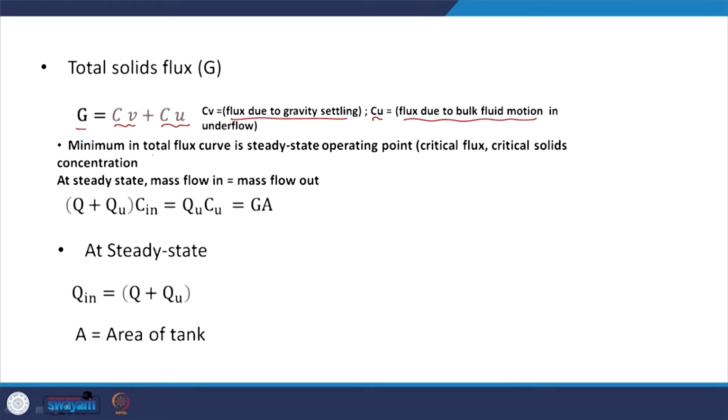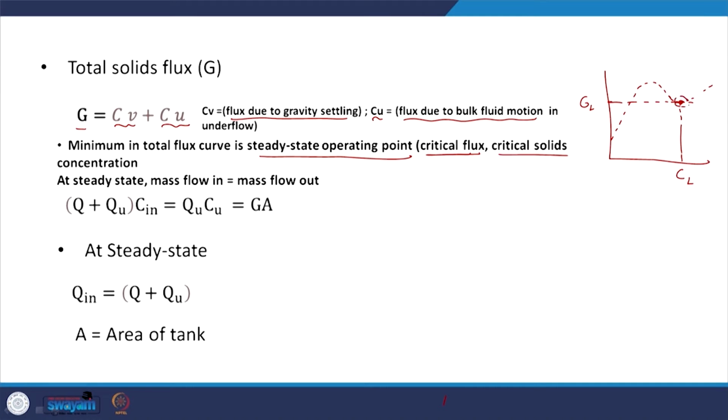And typically the minimum in total flux is the steady state operating point or critical flux. There earlier we saw this particular kind of graph, right. So, this is the critical flux, right. So, G critical, let us say, or limiting, and at this point you are going to have this critical solids concentration, right. This is what we are talking about, critical flux and critical solids in the previous one, right. So, that is something to note.